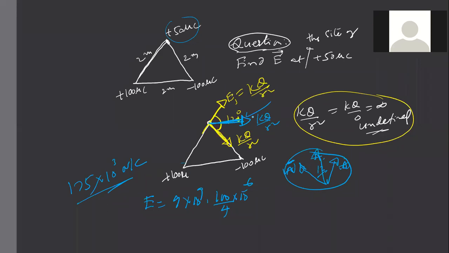Sir, means the electric field around plus 50 microcoulomb is created by plus 100 microcoulomb and minus 100 microcoulomb. Plus 50's field will be different from plus 100's. Plus 50's field will be there. That will be affecting minus 100 and plus 100. Try to understand. So when I want to find the field of plus 50, I'll calculate.